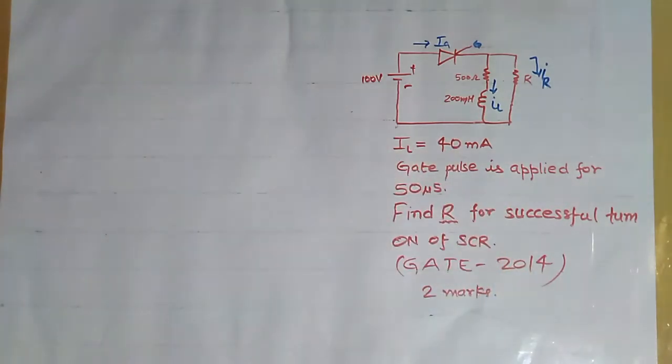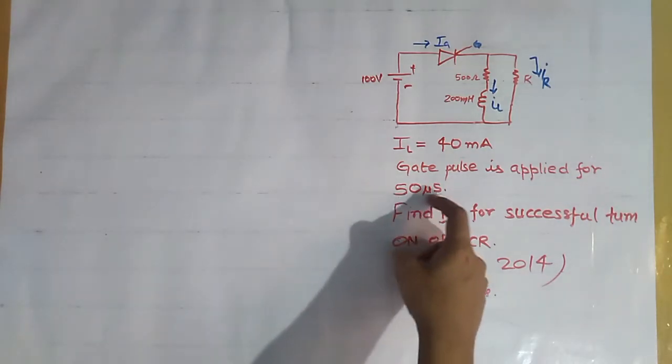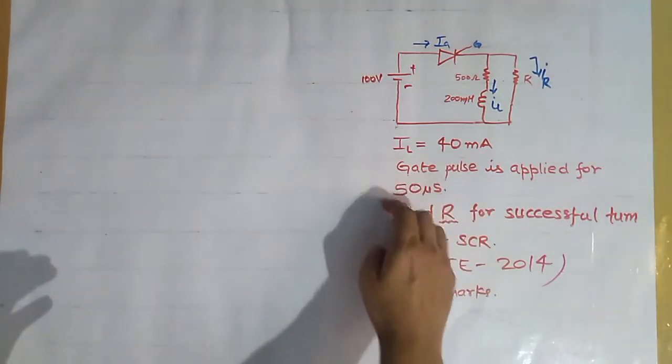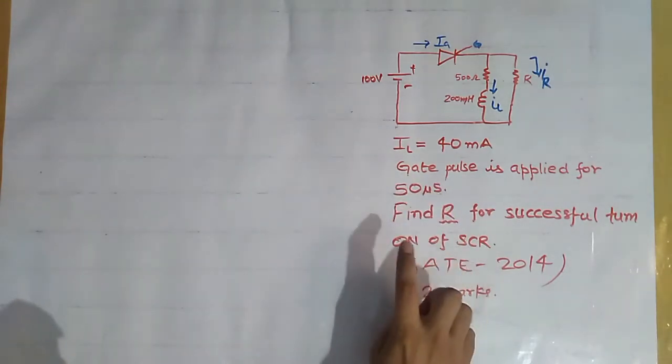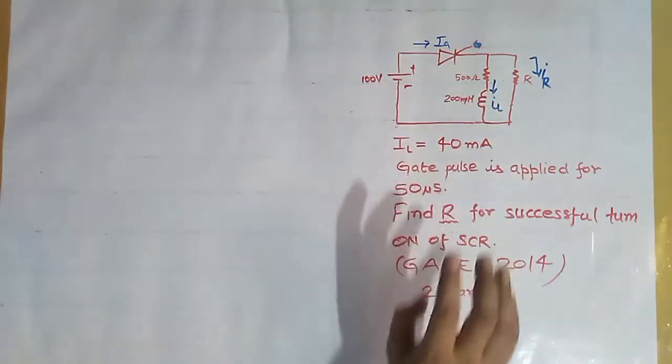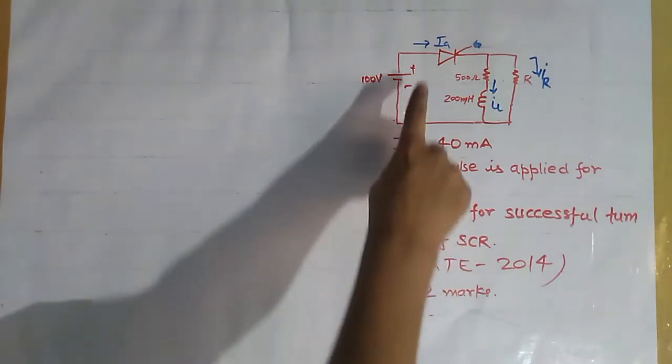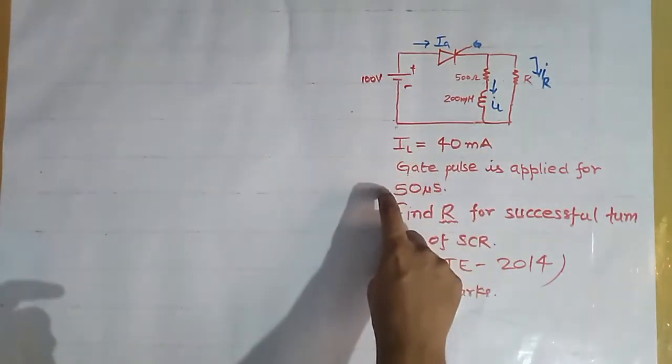Here this latching current is 40 milliampere, and the time during which the anode current must reach the latching current is given as 50 microsecond. So we have to ensure that during this 50 microsecond the anode current reaches the latching current value. To ensure this, we have to find the value of resistance R for successful turn on.